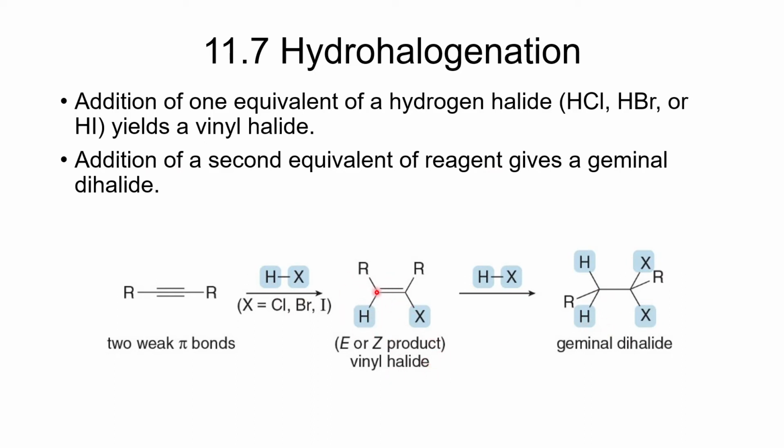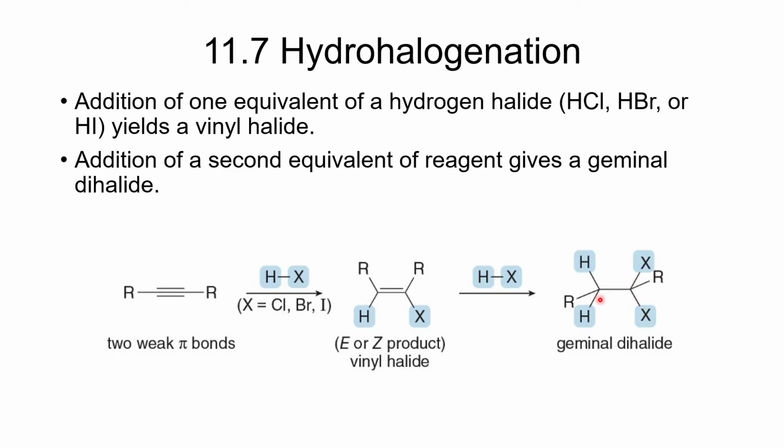But if you want to isolate this, you have to put 1 equivalent in and probably do a separation because you'll get some of this anyway. But that is how we can make a geminal dihalide. And this is interesting, it always ends up being geminal. We don't get vicinal dihalides this way. Kind of interesting.